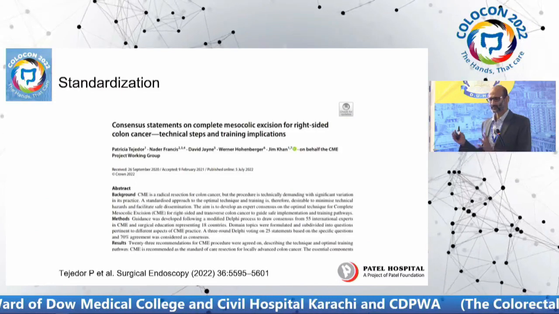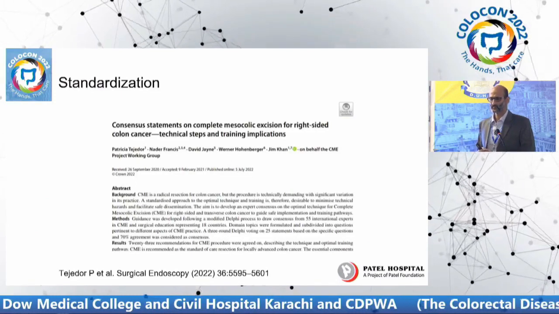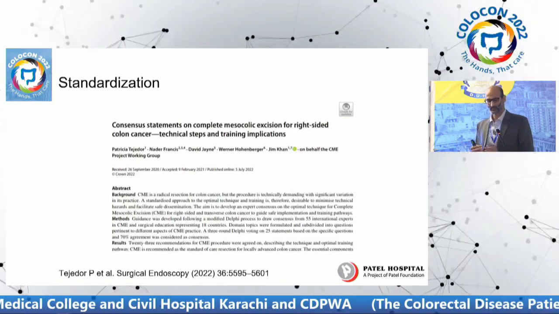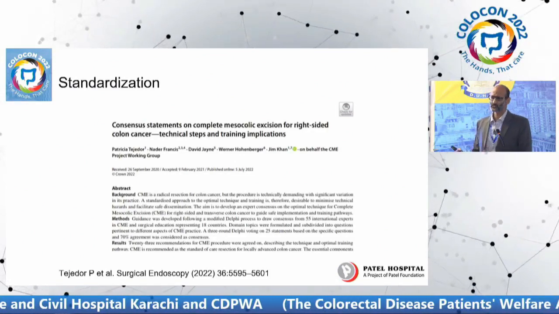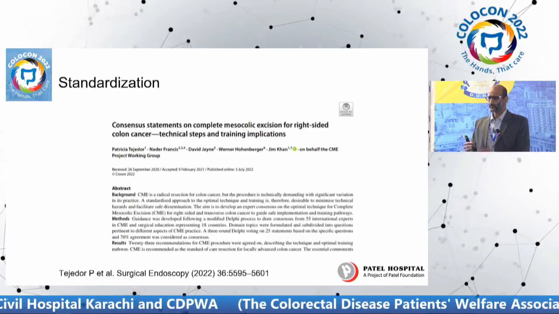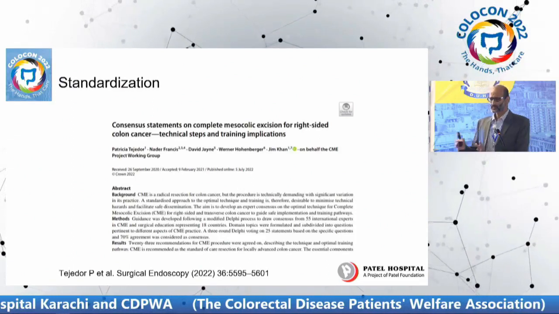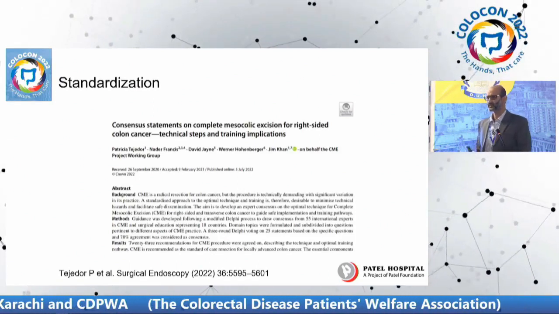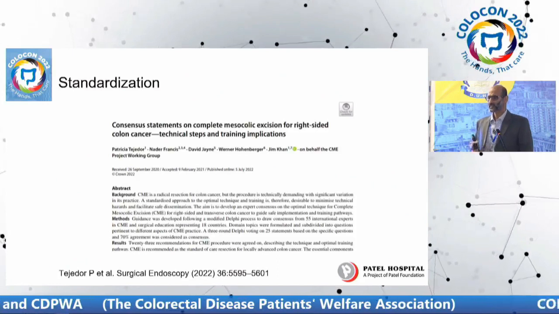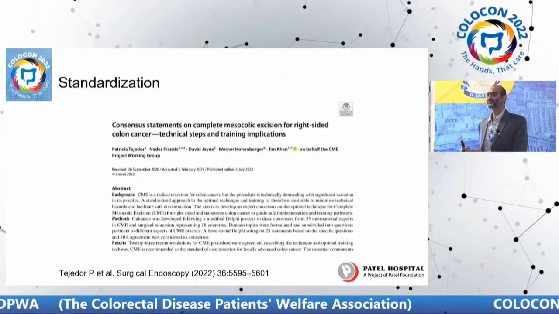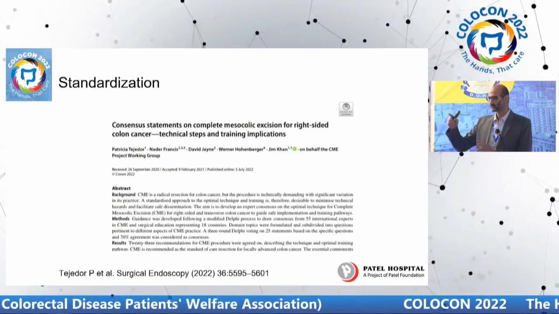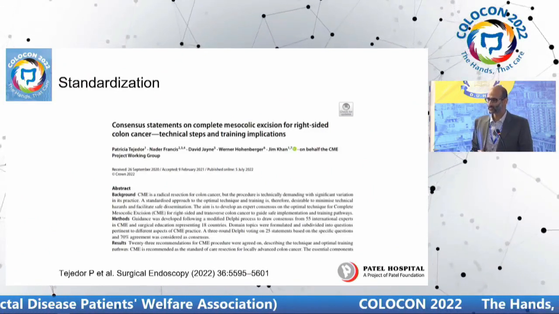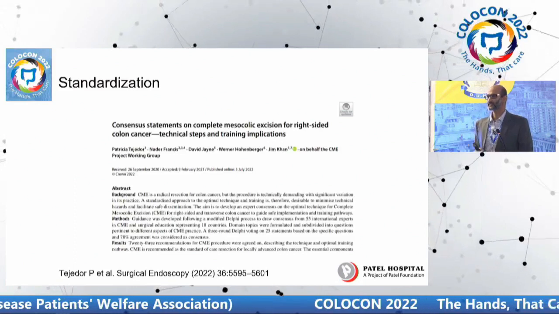And this group, the CME project working group, came up with a set of 23 recommendations answering each question. So with consensus, central vessel ligation is part of the CME dissection. For right colon cancer and transverse colon cancer, the right colic vessel, which feeds into the gastrocolic trunk of Henle, has to be taken.